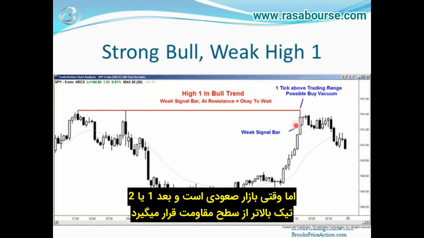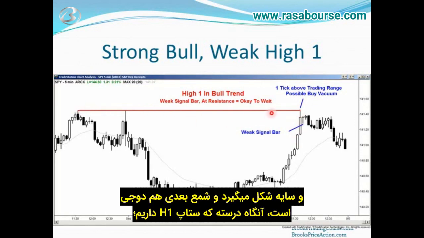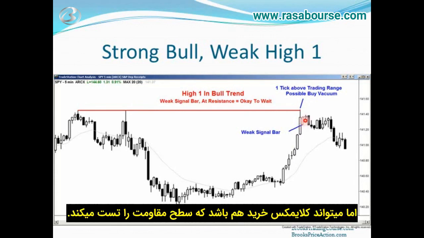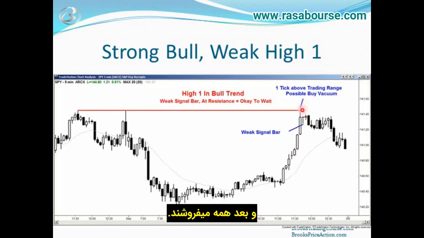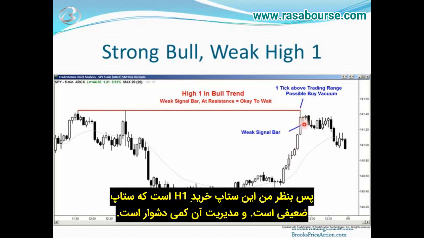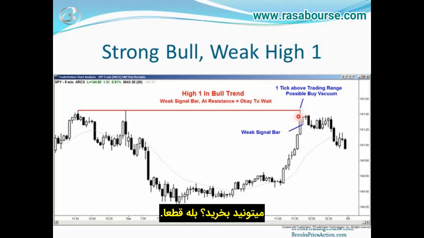But when the market just races up here and goes a tick or 2 above a resistance level, and then has a tail, and then the next bar is a small doji bar, to me, yes, it's a high one, but it could be simply a buy climax that's testing resistance. This could simply be a buy vacuum getting sucked up to resistance, and then profit takers will come in. So to me, this is a weak high one buy, and it's tricky to manage it. Can you buy it? Absolutely, you can buy it.